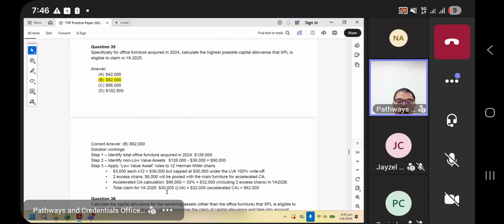So that is why your total CA is made up of 2 kinds of deduction. One is your low value asset, and the other one is your normal 3 years CA. Once you understand the concept here that you can claim a low value asset CA, then the rest will be quite straightforward.